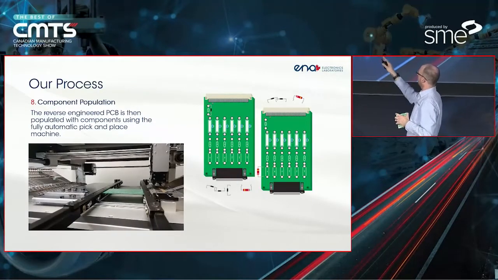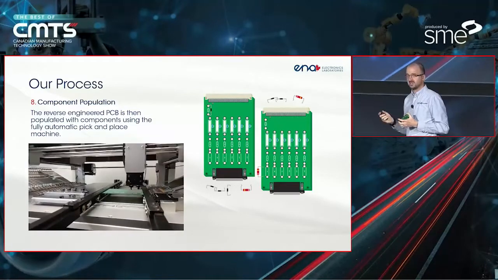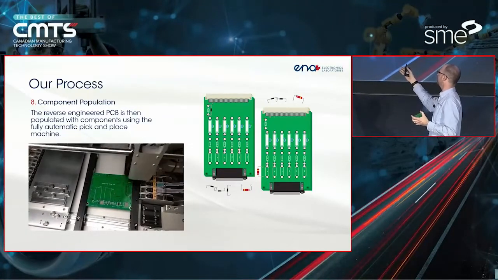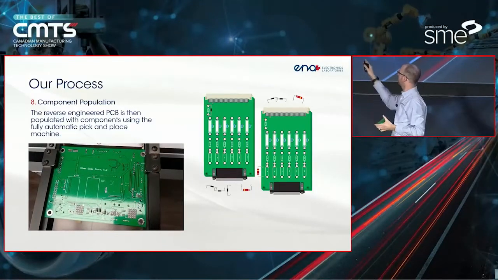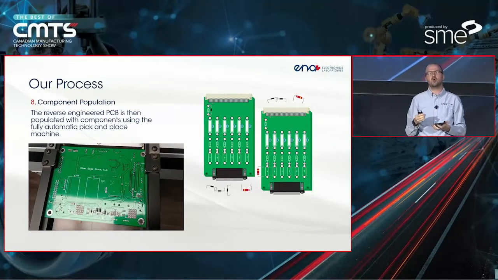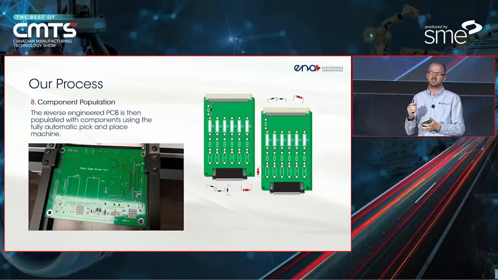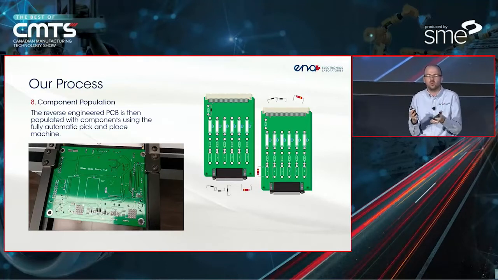So then we put it on our pick and place machine. This is a Neodin fully automatic pick and place machine, which we have in the shop here in Hamilton. We take the PCB, this PCB right here, which I'm holding up, and we put it on the machine and program it. It depends on the volume we're doing. If we're doing one piece, we'll hand solder it, because it's a lot easier than programming the pick and place machine. But if we're doing anywhere between 10 and 50, or 10 and 100, whatever it may be, we put it on the pick and place machine.